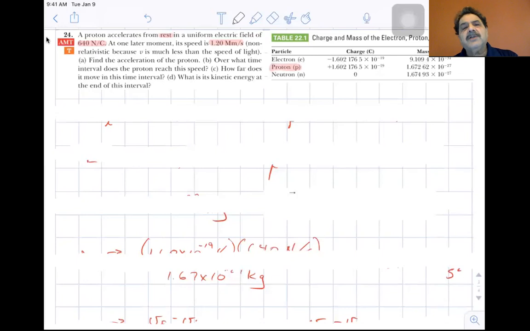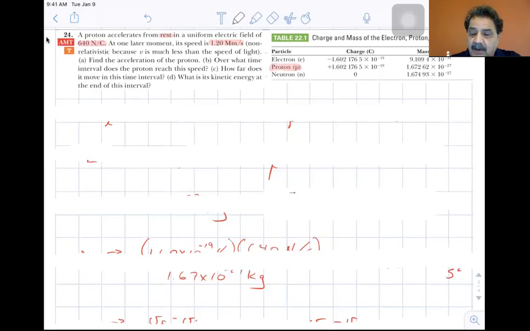Okay, let's look at what we know. I've got some highlighted areas here. A proton accelerates from rest. That means V initial is 0. V final is 1.2 megameters per second, which is 1.2 times 10 to the 6 meters per second. The field is 640 newtons per coulomb. And the proton has a charge of 1.6 times 10 to the minus 19 coulombs and a mass of 1.67 times 10 to the minus 27 kilograms.